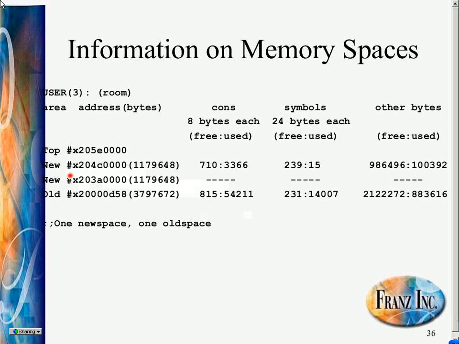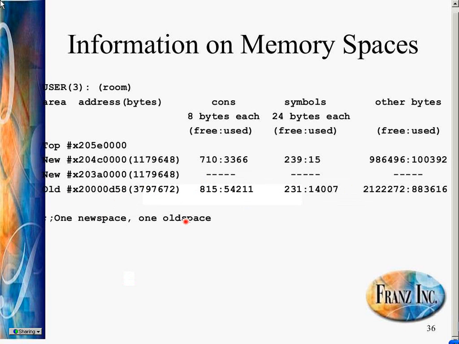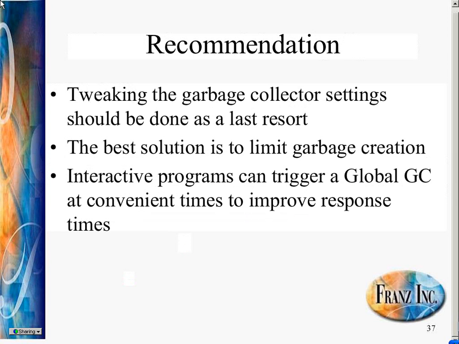Here are the addresses in memory in hex and then in decimal. Here's one half of new space in use. Here's the half of new space not in use. And here is one old space. After you've run for a while, you usually have a whole bunch of old spaces. But when you just start out, you typically only have one.